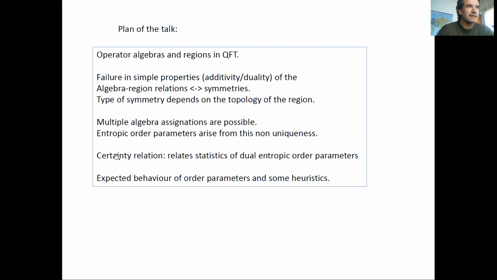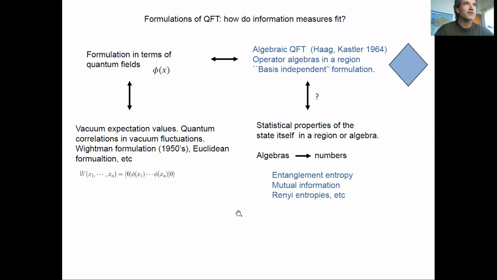It is interesting that these entropic order parameters satisfy a specific relation that we call an uncertainty relation, which relates the statistics of dual entropic order parameters. I will explain this in more detail. And then at the end, I will describe some heuristics of how these order parameters behave in different phases, based on this idea of the uncertainty relation. So let me start with this ideological, let's say, transparency.